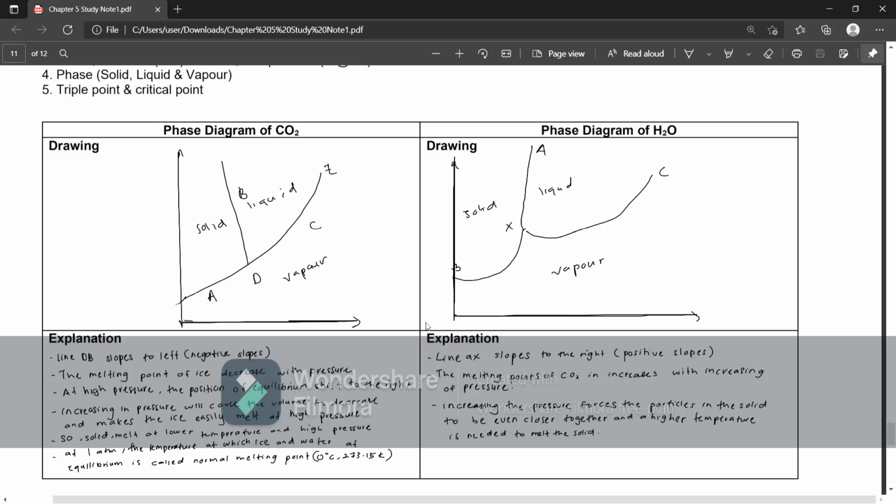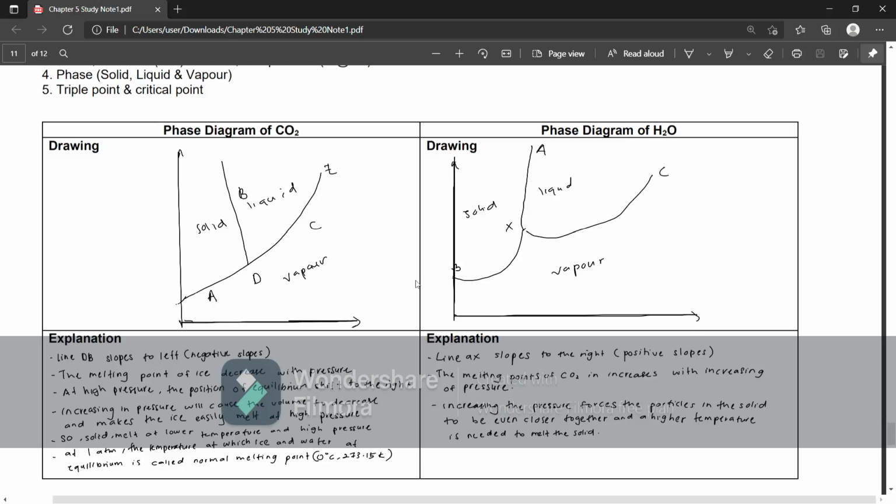At 1 atm, the temperature at which ice and water are in equilibrium is called the normal melting point, which is 0 degrees Celsius or 273 Kelvin.